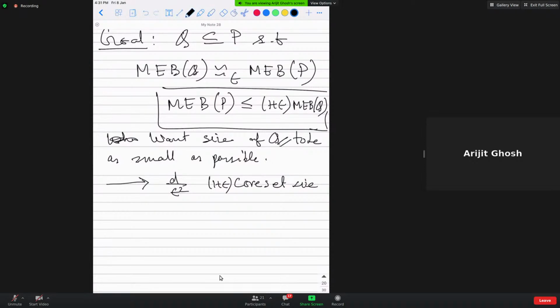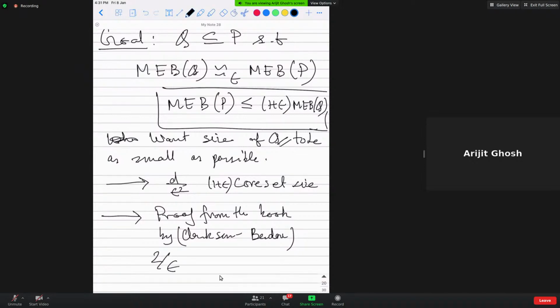After some series of work, finally there was a proof from the book by Clarkson and, what is the other person's name? I don't know how to pronounce Badoiu, something like this. It's just a half page thing, and they showed a very simple algorithm to compute this coreset of P whose size will be 2 by epsilon. The size won't even depend on d. Doesn't matter which dimension you are in now. It will be independent of the dimension.